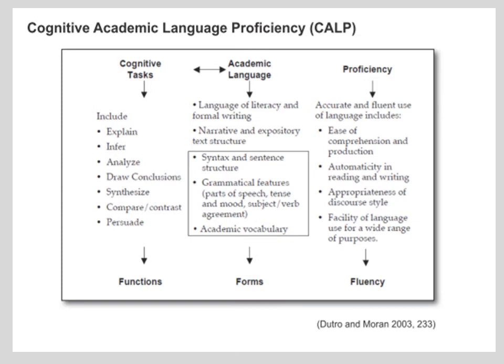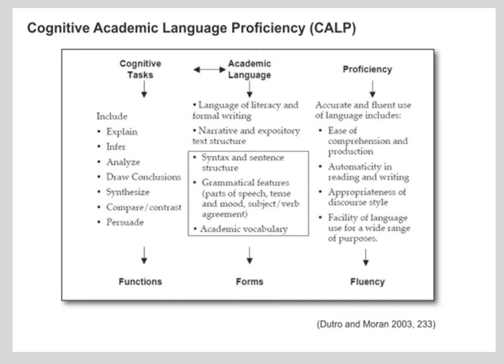So let's look at it really quickly. If we have a cognitive task, for example, the question on the last page, that was trying to help us to synthesize and draw conclusions about information, we're going to need to have a certain level of academic language in order to master that task. That might include the language that's written in the words of the question. We might understand the style of writing. Was it an expository text structure or something else?